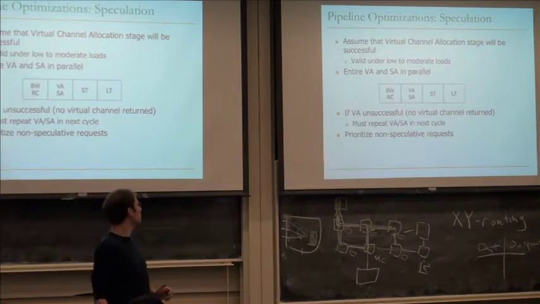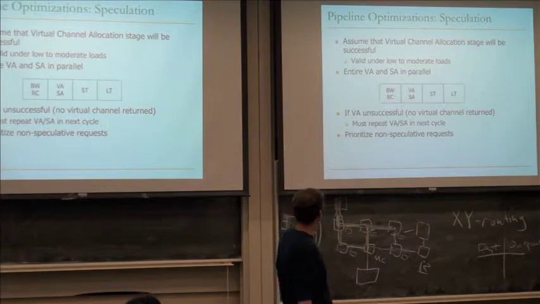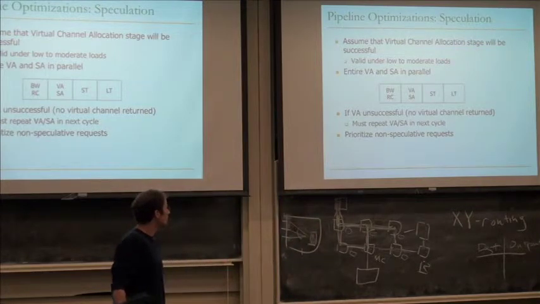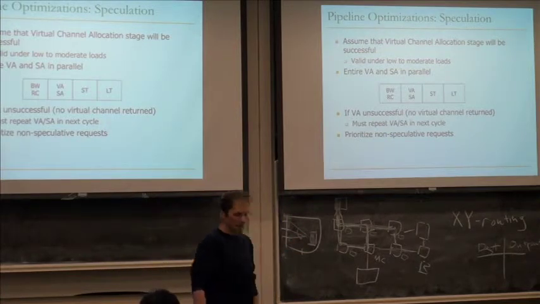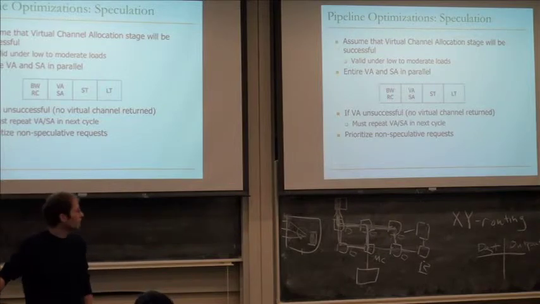And then the next optimization is the parallel VC allocation I just talked about. If it's not successful, you just need to try again in the next cycle. This gives us a pipeline that's only 3 stages long.